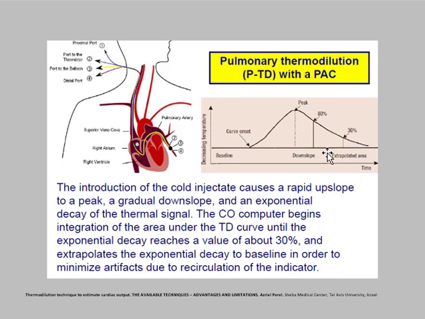The cardiac output computer begins integration of the area under the thermal dilution curve until the exponential decay reaches about 30%. Beyond that, it becomes unreliable and extrapolates the exponential decay to the baseline. It needs that full curve in order to calculate its equation. And it cuts off this point because if any of the indicator, whether it's dye or temperature, recirculates, then it will have an effect on that generation of that curve. It's called artifact due to recirculation of the indicator. That's just standard.